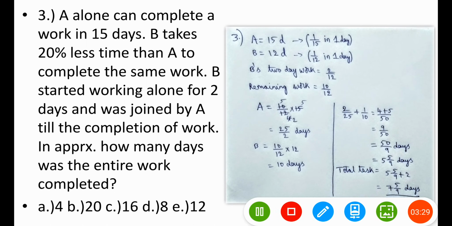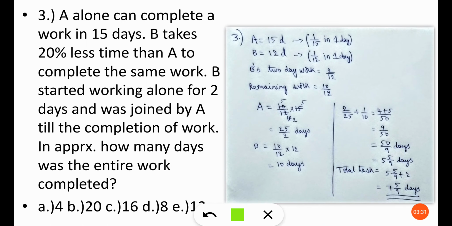A alone can complete a work in 15 days. B takes 20% less time than A to complete the same work. B started working alone for 2 days and was joined by A till the completion of work. In approximately how many days was the entire work completed?